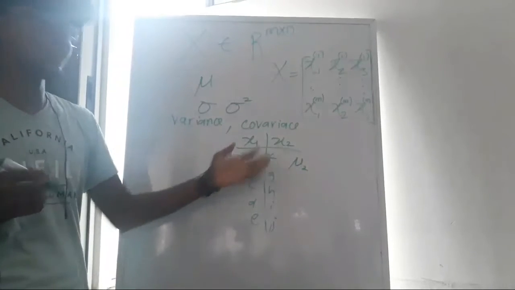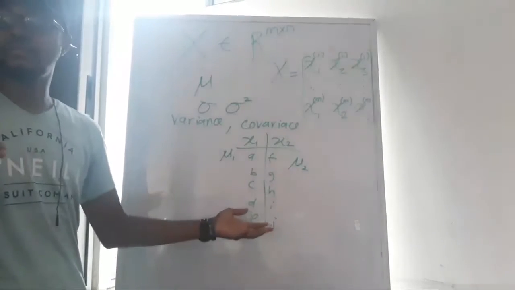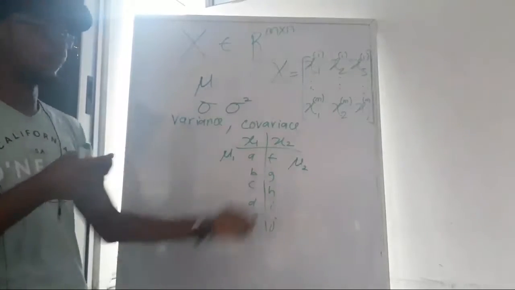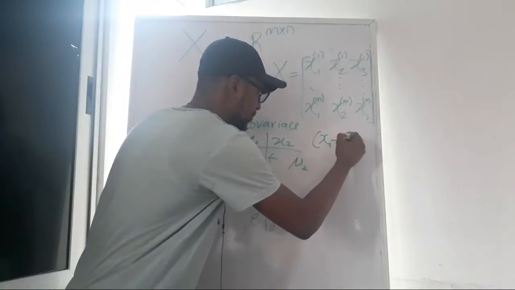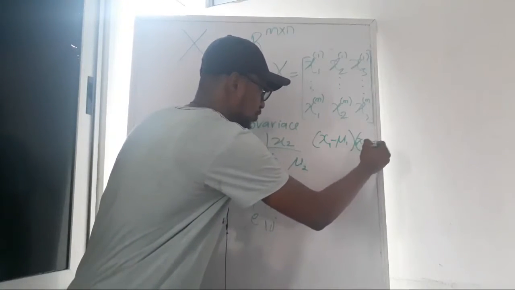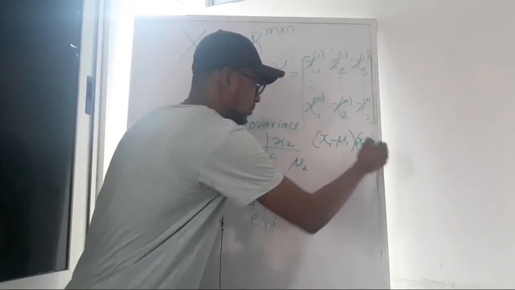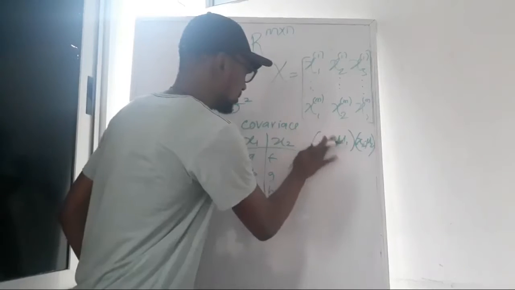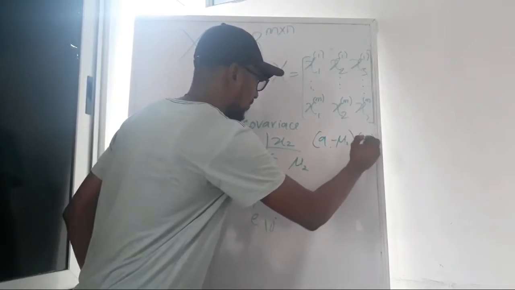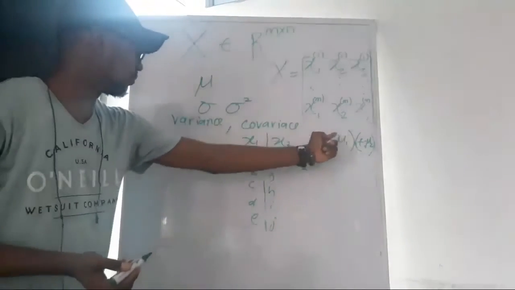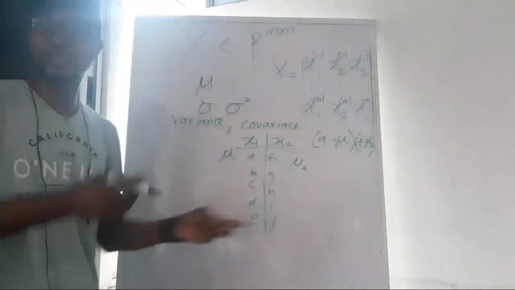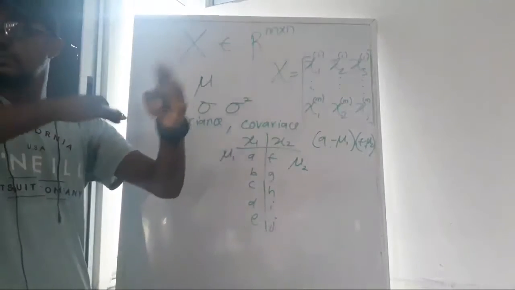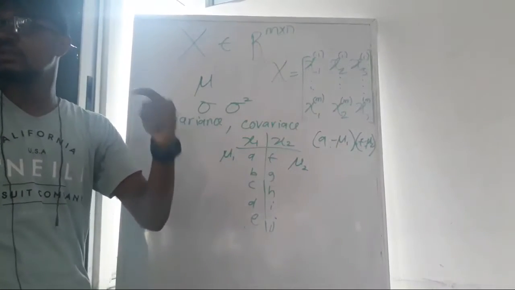For covariance we'll do the same thing, but in this case we'll consider two variables. The covariance is now going to be x1 minus mu1 times x2 minus mu2. Then you find the average. For the first example, it's going to be A minus mu1 times F minus mu2. For the second one, B minus mu1 times G minus mu2. For the third example, it's going to be C minus, and so on. You calculate everything, add it, divide by the total number of elements, and that's your covariance.